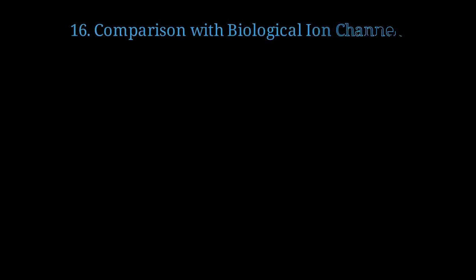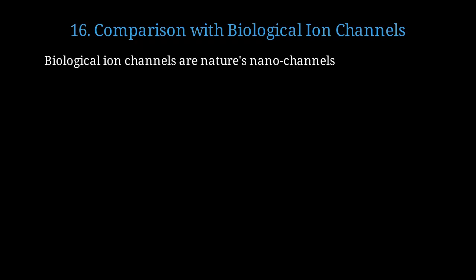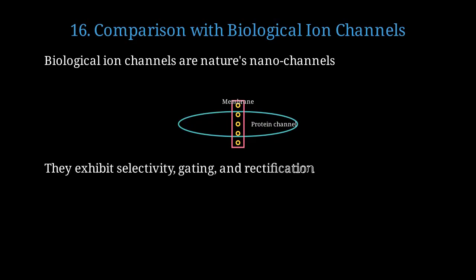Nature has been using these principles for billions of years. Biological ion channels in cell membranes are essentially nature's nanochannels with diameters of 0.5 to 2 nanometers. A protein ion channel spans the cell membrane, creating a selective pathway for specific ions. Biological channels exhibit all the same behaviors: ion selectivity, gating, and rectification.